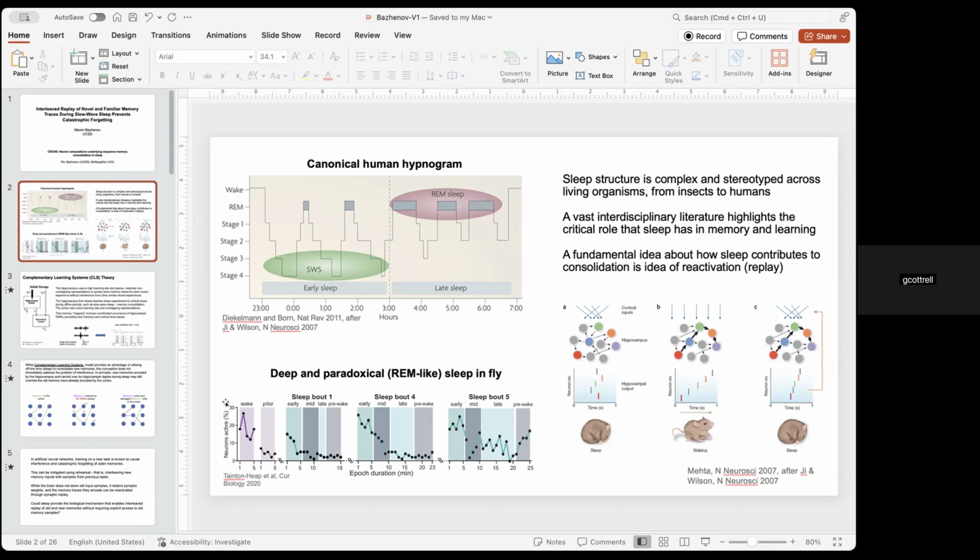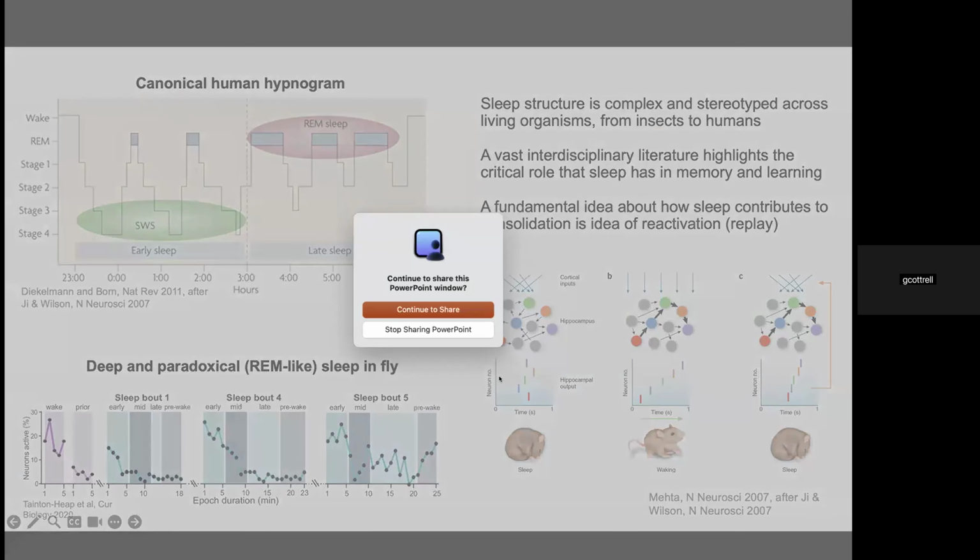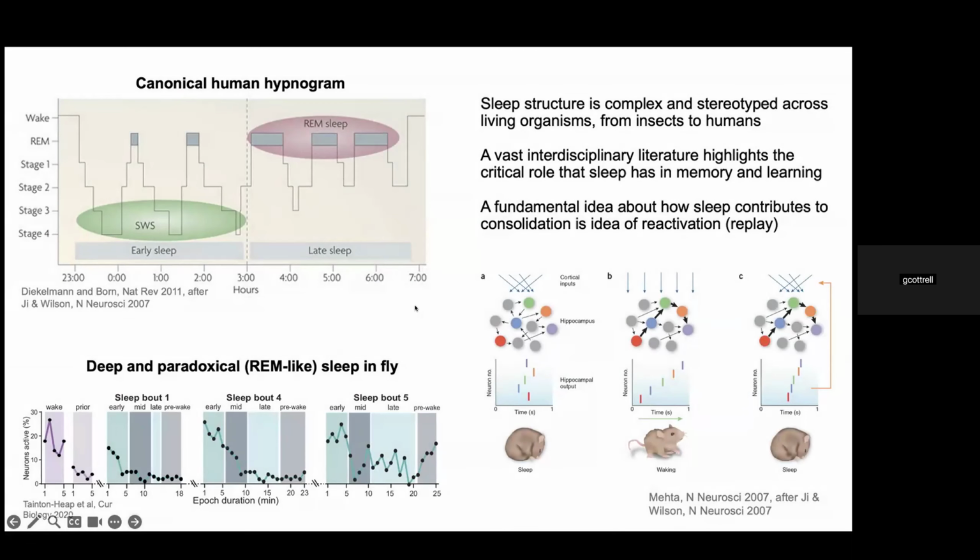Here on the top left, you see a typical human hypnogram, showing characteristic transitions between slow wave sleep and REM sleep. Below are recordings from a fly, where at least some are claiming that there are two phases of sleep: high neural activity representing something equivalent to paradoxical sleep, which cannot really be called REM sleep in flies, and then phases of something equivalent to slow wave sleep.